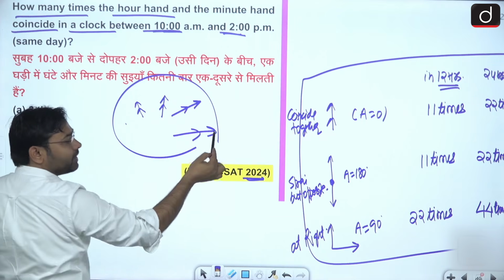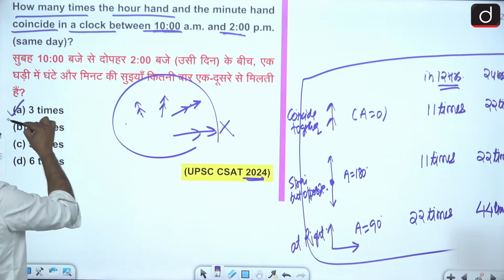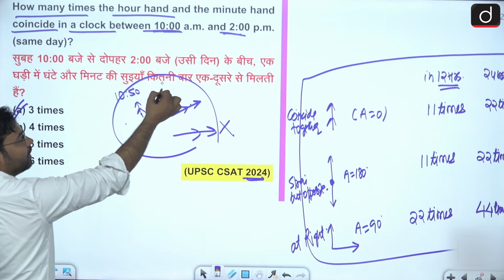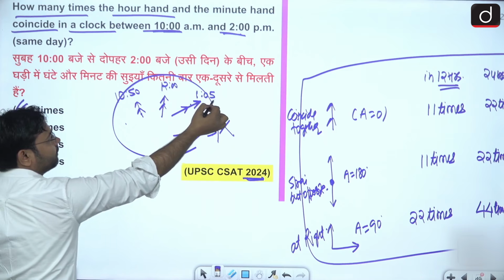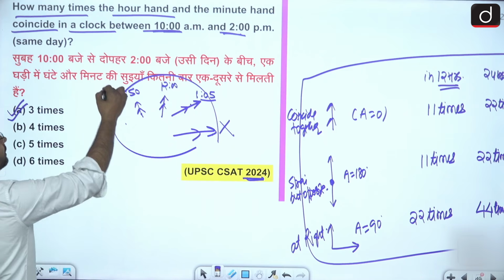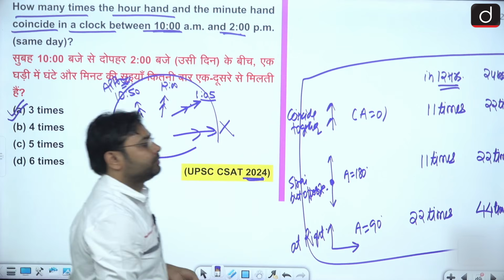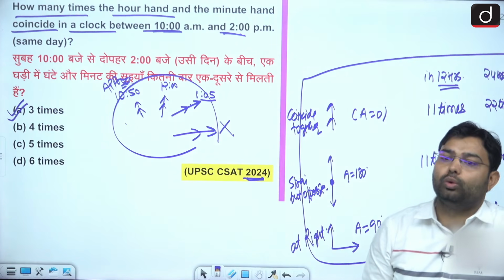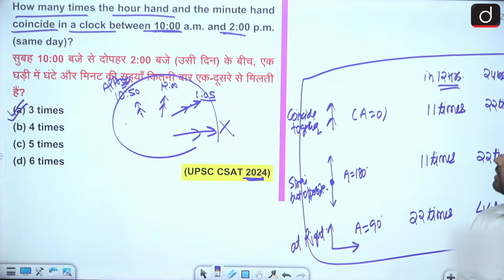So after 2 it will be over. So how many times? 1, 2 and 3, only 3 times. I am writing approx only: approx 10:50, exact 12 and approx 1:05. These are the approx times. So 3 times between 10 and 2 they will coincide in the same direction. Got this?